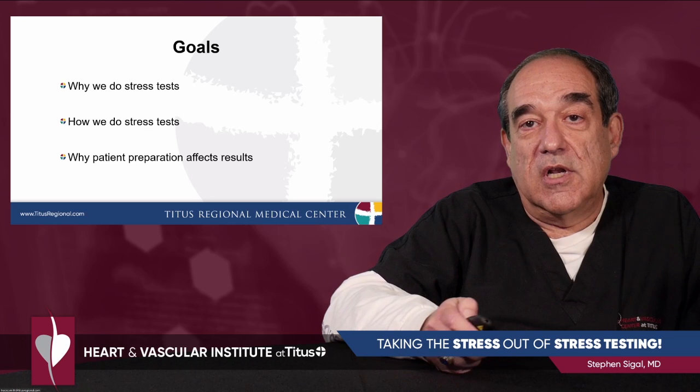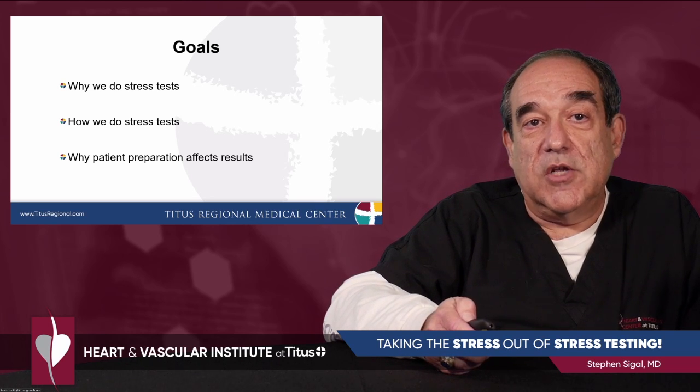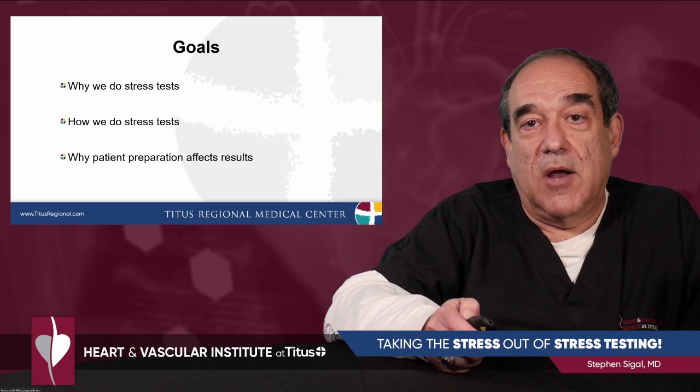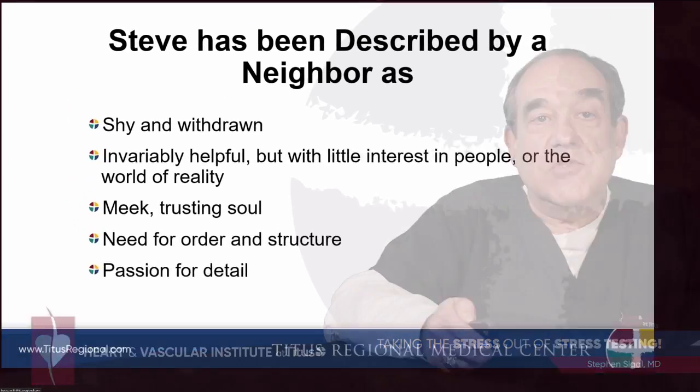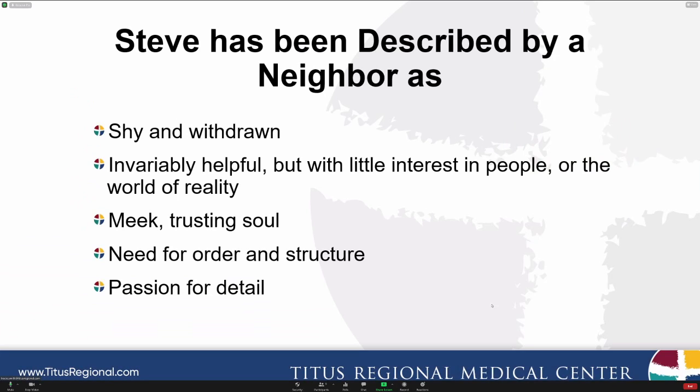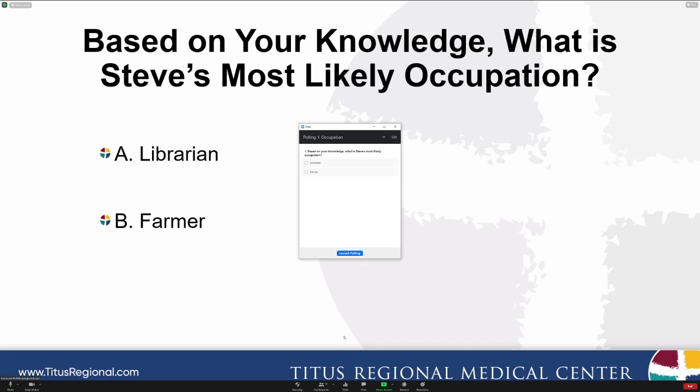And I'm going to start with a little example that doesn't have anything to do directly with stress tests, but will help you clear your mind and think a little bit about why we do testing on patients. So if you think of Steve, no relation to me, obviously, but this Steve has been described by his neighbors as being shy and withdrawn. He's invariably helpful, but he has little interest in people or the real world of reality. He's a meek and trusting soul. He has a need for order and structure, and he has a passion for detail. So based upon what you know about Steve or what his neighbor knows about him, would you say that Steve is more likely to be A, a librarian, or B, a farmer?